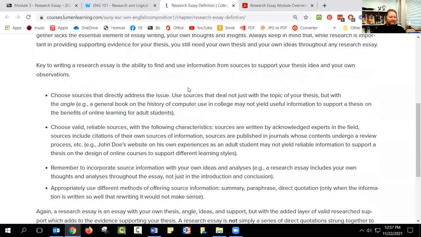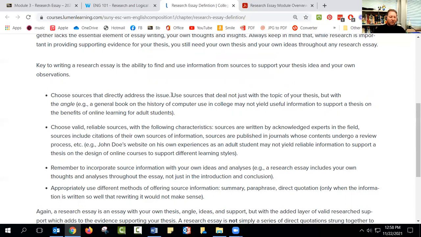If I say, poverty leads to a lack of education, right? Poverty is my topic. My angle is what I'm talking about in terms of poverty, that it can lead to a lack of education, right? So if that's my topic sentence, or if that's my thesis statement, that poverty leads to a lack of education, I can look up stuff on poverty, and I can look up stuff on education, and I can look up stuff that links poverty and education together, right?